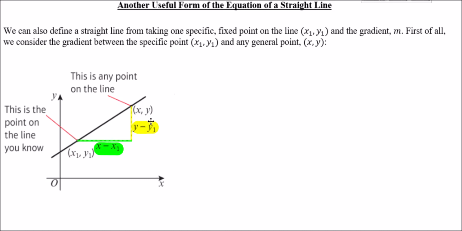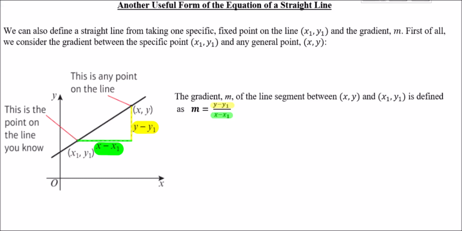We can remember what we mean by the gradient. So the gradient of any line, or this line segment between x, y and x1, y1, is defined as m, which is the change in y over the change in x. And in this case, the change in y is y minus y1. The change in x is x minus x1. Now we've got that, we can just make one tiny alteration, a slight rearrangement, and we've got another very useful and powerful form for the equation of a straight line.